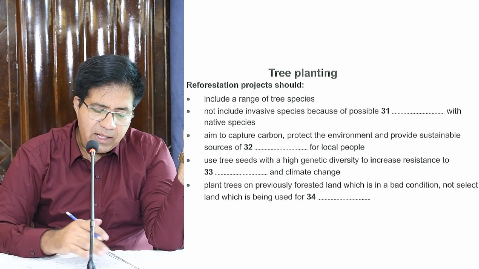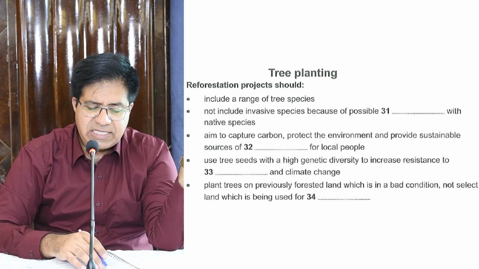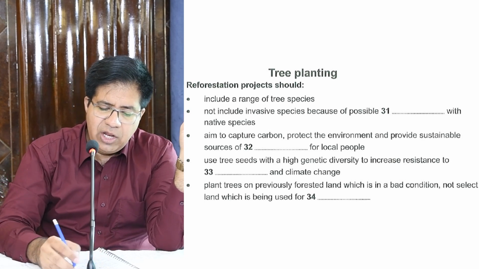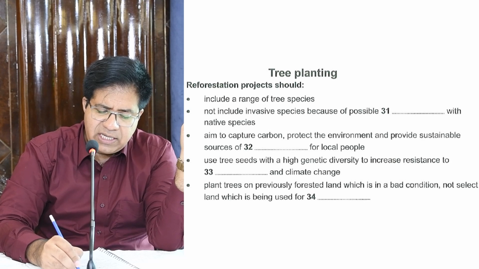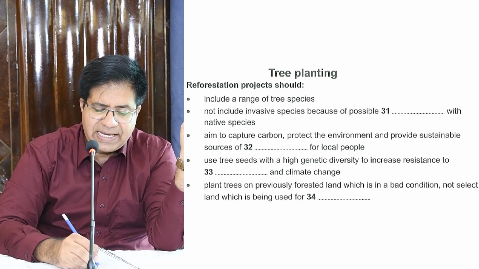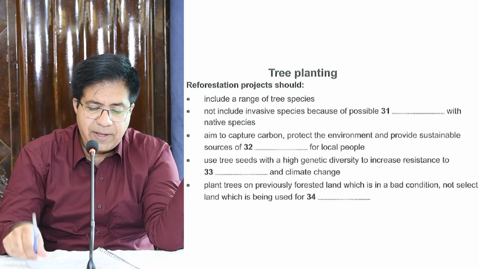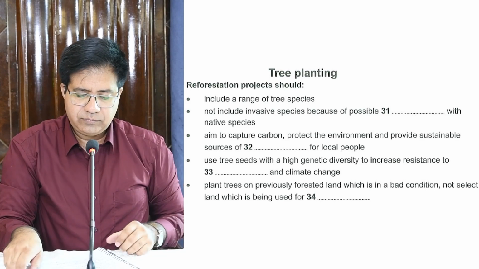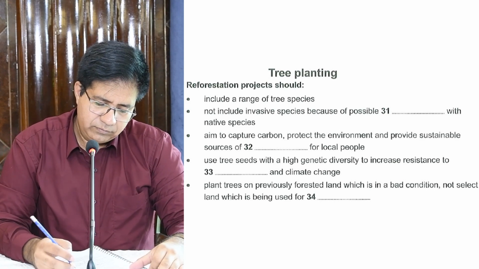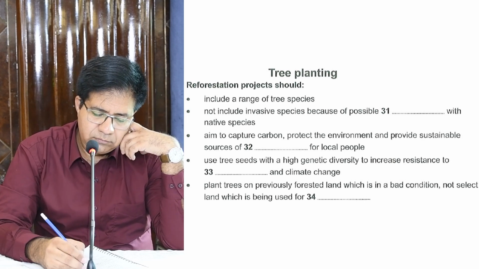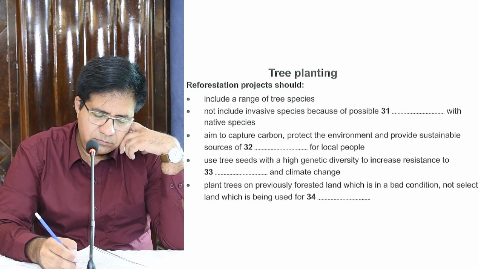Good, well done. Question number 33. Use tree seeds. Now the topic is tree seeds with a high genetic diversity to increase resistance to something, and the second thing is climate change. Now, resistance to what? Resistance to something. Focus on that. Meeting as many of these goals as possible whilst doing no harm to local communities, native ecosystems and vulnerable species is the sign of a highly successful tree planting scheme.